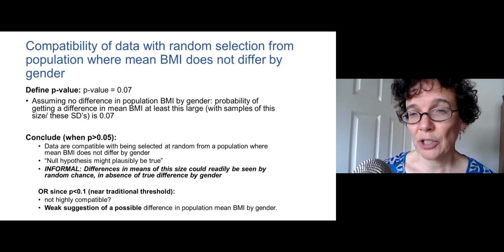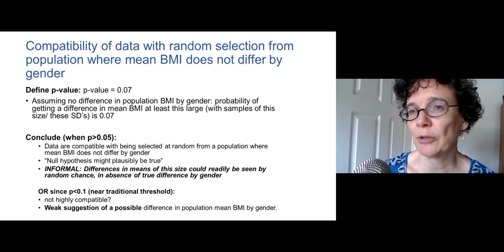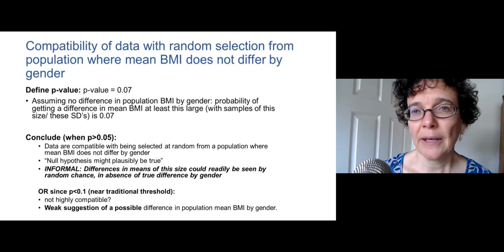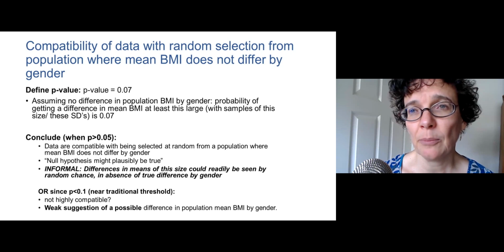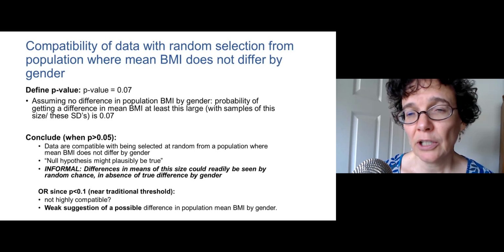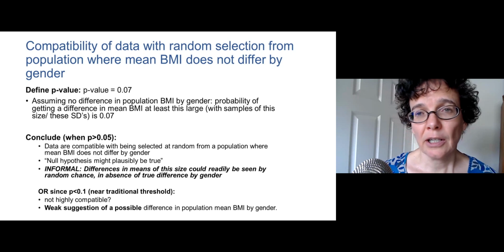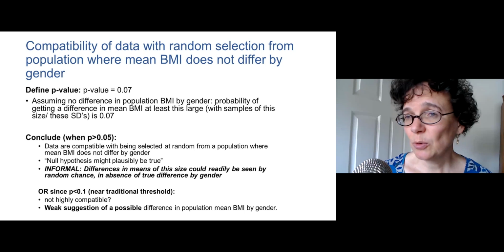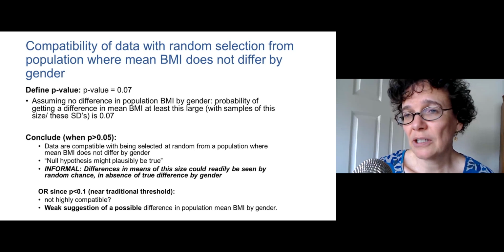This is further information on interpreting the p-value. So, defining the p-value: first of all, we assume the null hypothesis is true, or more specifically, we assume no difference in population mean BMI by gender. Then the probability of getting a difference in mean BMI at least this large or larger in the sample is 0.07. What we conclude is that it's not that unusual. There's a 7% chance of getting a difference this big or bigger, assuming the null hypothesis is true.